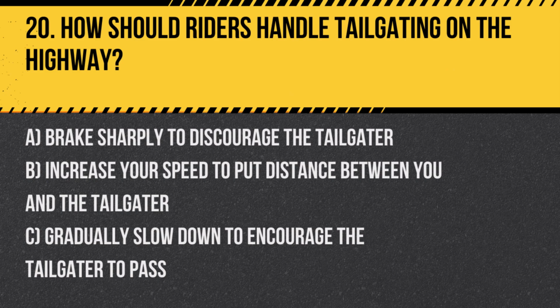Question 20. How should riders handle tailgating on the highway? A. Brake sharply to discourage the tailgater. B. Increase your speed to put distance between you and the tailgater. C. Gradually slow down to encourage the tailgater to pass. Answer: C. Gradually slow down to encourage the tailgater to pass. This method safely diffuses potential rear-end collisions.